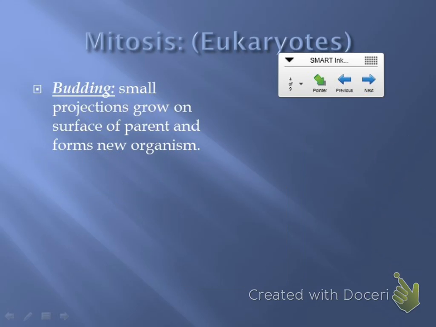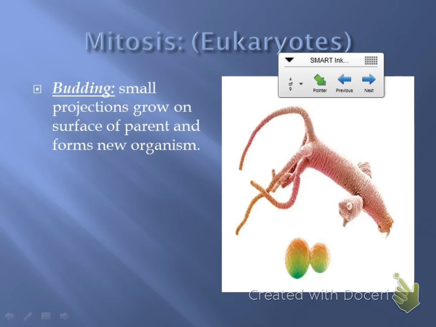Okay, let's go on to budding. Budding is when small projections grow on the surface of a parent and form a new organism. Okay, that picture there is what you call a hydra, and if you look at the sides of its body, you see those two projections right there? Well, both of those are going to actually turn into another organism. They're going to turn into a hydra. So they actually have organisms that develop on the outside of their body.